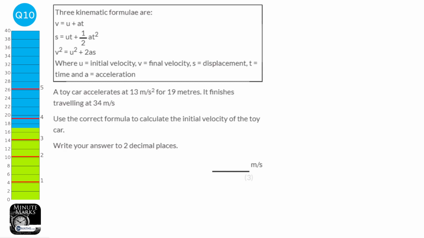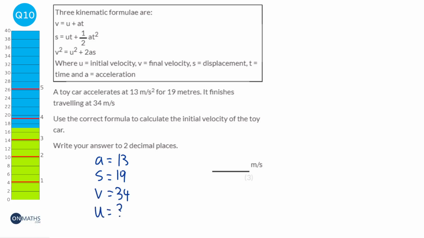So let's look through this question to see what information we're given and what information we're looking for. So we're given the acceleration is 13 meters per second squared. We're also given the distance is 19. And we're also given the end velocity, which is v, is 34. And we're looking for the initial velocity. So which of these formulae include a, s, v, and u? That's got a t in it, that's got a t in it, so it's going to be this one here.